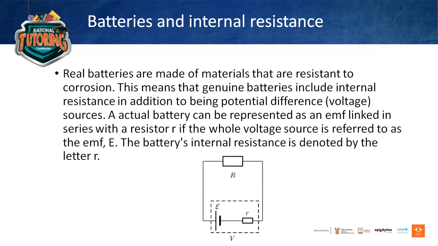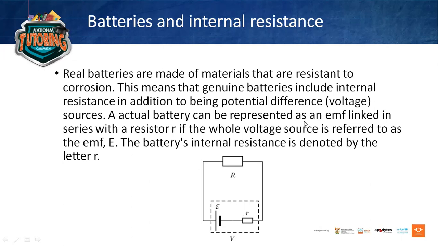It says here, real batteries are made of material that is resistant to corrosion. Okay, that's why batteries take so long before they start to have corrosion. So this means that genuine batteries include internal resistance in addition to being a potential difference source. So there must be an internal resistance within this battery in order for it to resist things like corrosion or getting damaged easily. So this small r here represents our internal resistance.